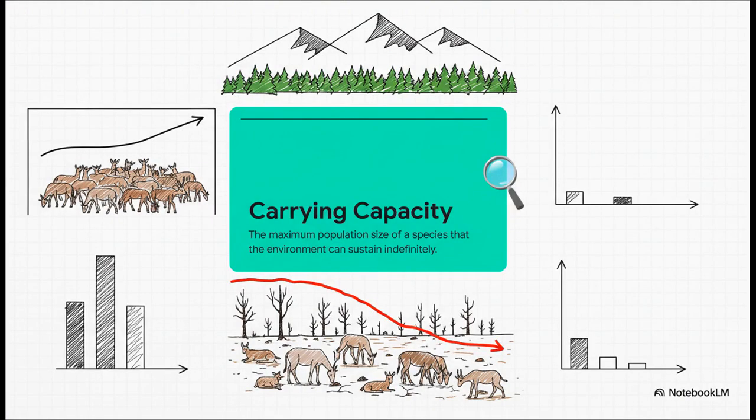Every single ecosystem has something called a carrying capacity. Think of it as a natural speed limit. It's the maximum number of individuals of any given species that the environment can support over the long haul with the resources it has. If a population overshoots that limit, the system just can't keep up, and eventually that population will crash.